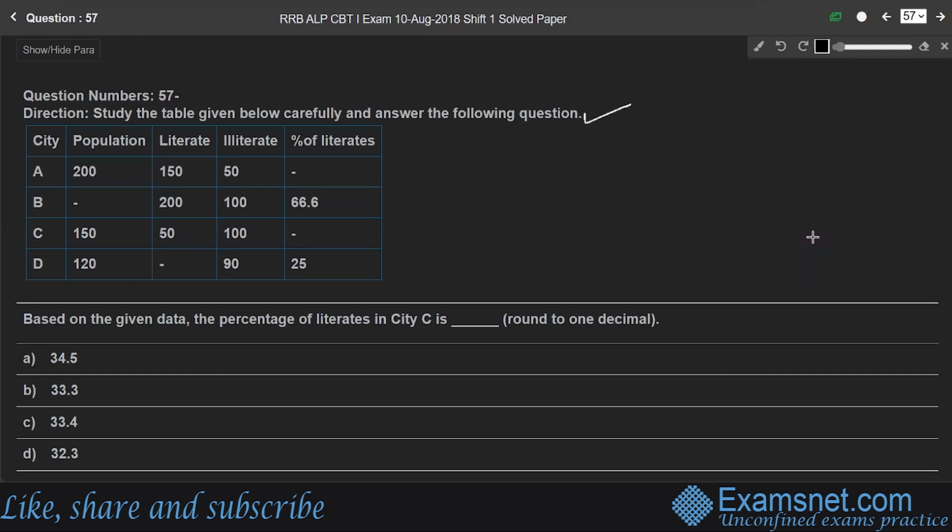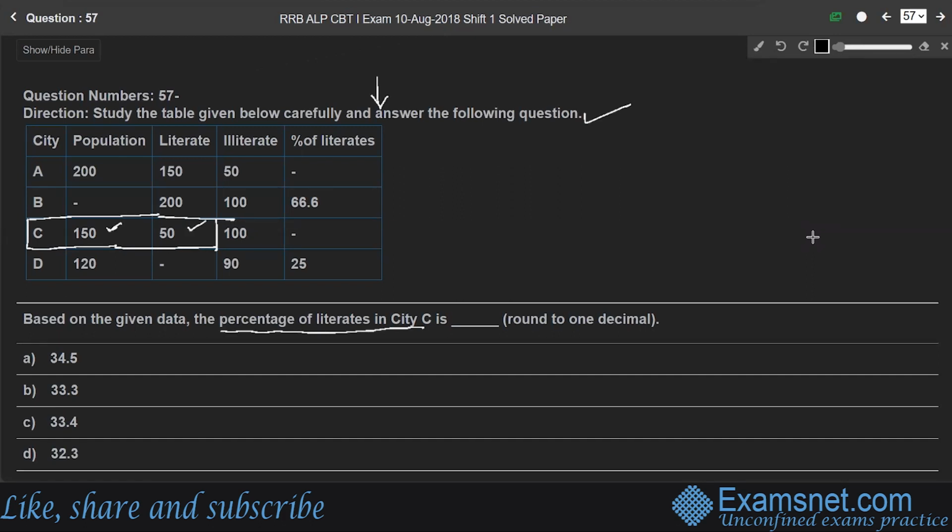Question 57. Based on the given table, the percentage of literates in city C, rounded to 1 decimal. So focus on city C, in which the total population is 150 and literate people are 50. So what is the percentage of literates here? Out of 150 people, 50 people are literates.